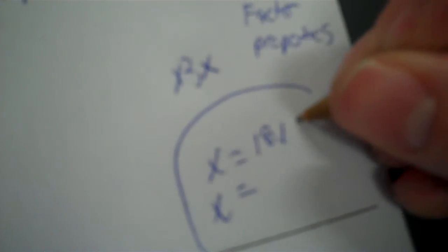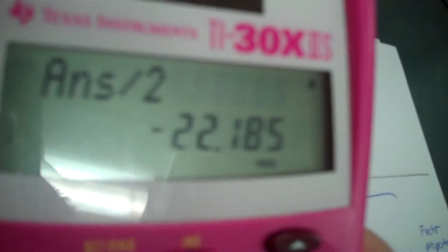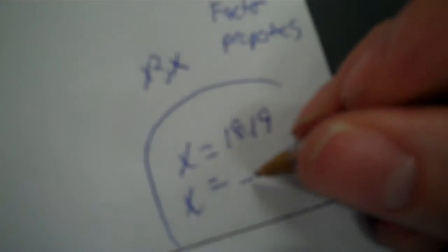So -4 plus 40.37 divided by 2, 18.19. Then -4 minus 40.37 divided by 2, -22.19.